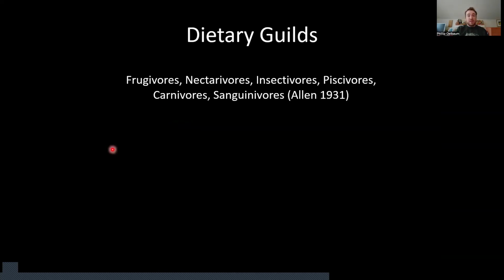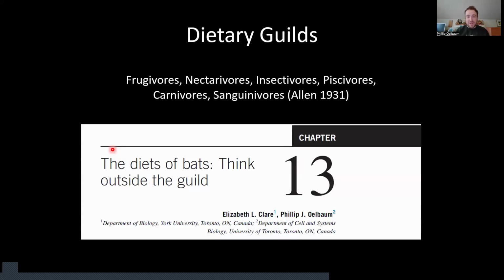So this sort of brings me back to this idea of dietary guilds, and I'll go on a bit of a diatribe for the last 15 minutes here. When we think about dietary guilds of bats, there's typically six that we can put bats into: frugivores, nectarivores, insectivores, piscivores, carnivores, and sanguinivores, which is a mouthful. And I'm gonna sort of get into why I don't think this is a good idea. But if you want to read about that as well, there's this book chapter in the Natural History of Bat Foraging, which I would recommend checking out.